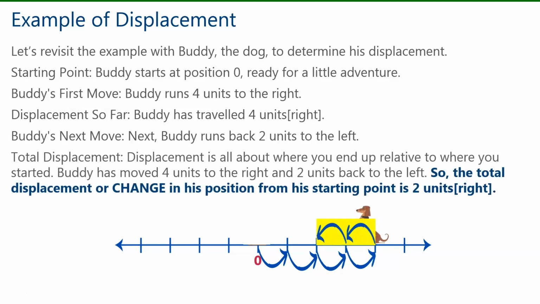Your total displacement is all about where you end up relative to where you started. Buddy has moved 4 units to the right and 2 units back to the left. So the total displacement, or change in his position from his starting point, is 2 units right. Remember, when we did the same example with distance, the distance moved was 6 units because we didn't consider direction when we talked about distance.